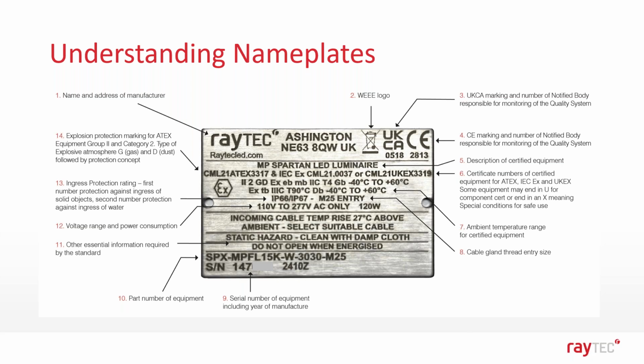Underneath that, you will see the dust markings. So Ex tb, meaning protection by enclosure to the level of protection B. IIIC for IIIC dust group, and T90 degrees C. That means the maximum surface temperature in worst case ambient will be 90 degrees C, and therefore you can glean from that the ignition temperature of any relevant dusts in the atmosphere.